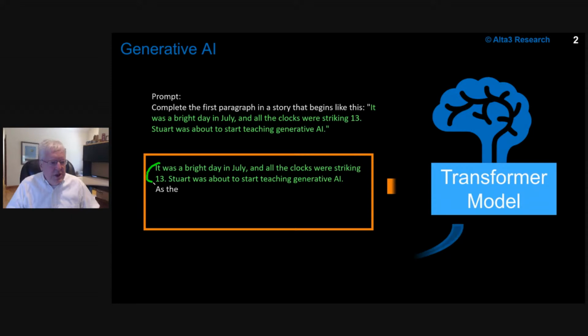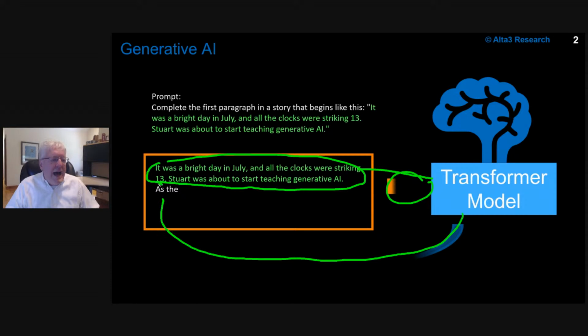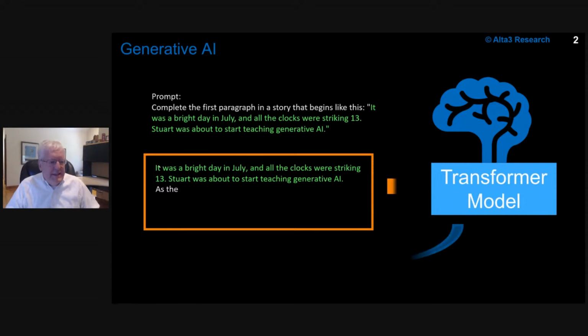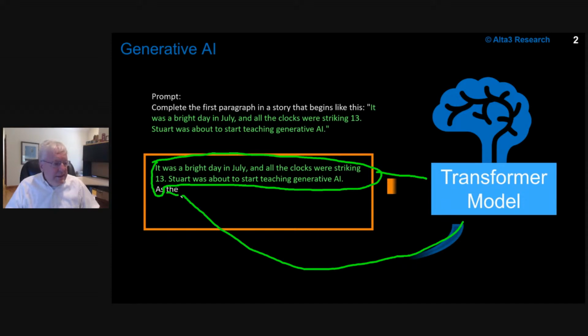So what initially was passed in was this much, the green stuff, and this little arrow lights up saying, I'm pushing that in. And the result that came back was "as." No kidding. So then what happens next is all of this content, the existing context plus the word "as," is then pushed into the transformer. At that point, the transformer decides, okay, the next word is going to be "the."